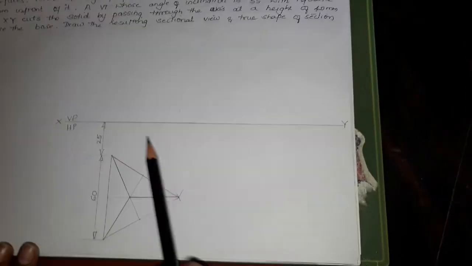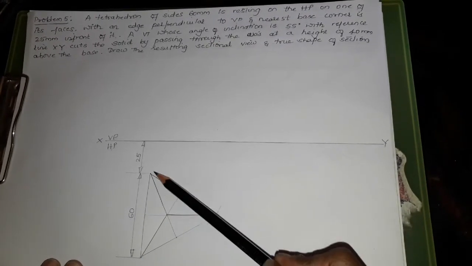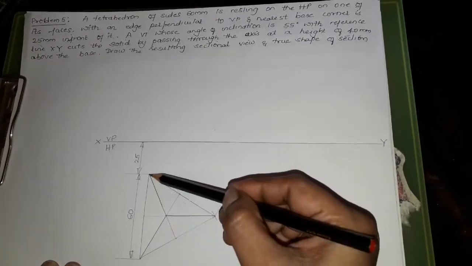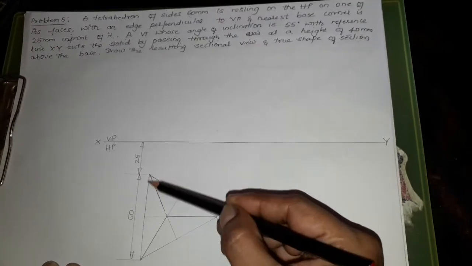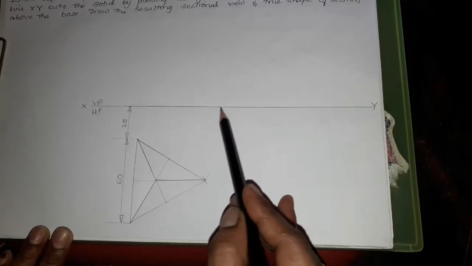Just draw the tetrahedron. So I have just drawn the XY line, written VP and HP. Draw the tetrahedron measuring 60 mm sides, and he has given in the statement that the tetrahedron will be having one of its edges perpendicular to VP. So I have satisfied the condition by taking this edge of the tetrahedron as perpendicular to our VP.